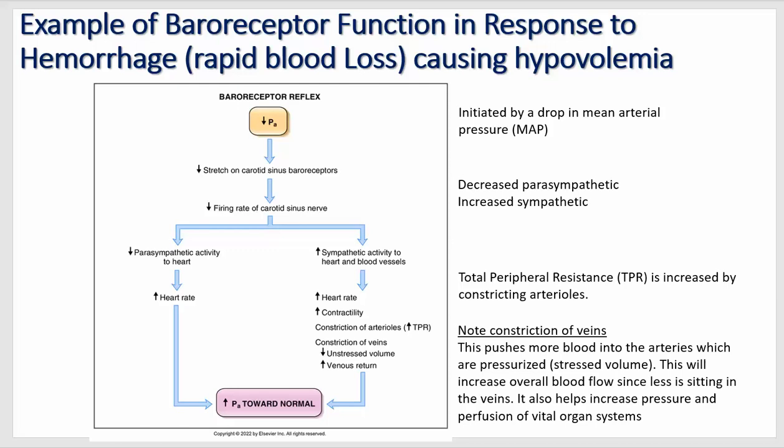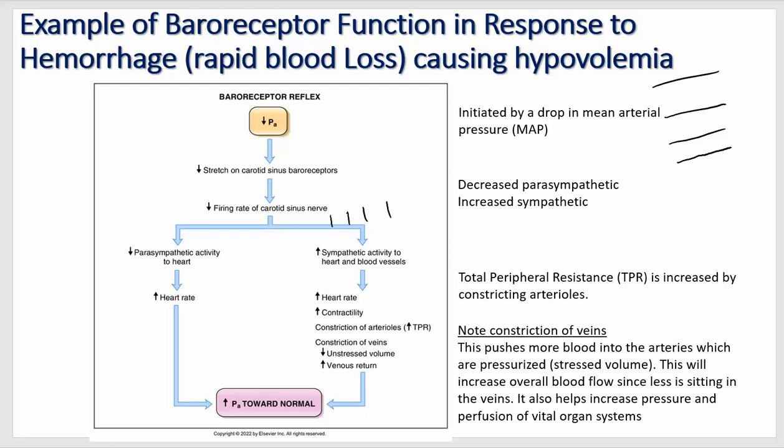So you're going to detect that. If you have less volume, you're going to have less stretch. Okay, so that's going to affect those baroreceptors. They're going to notice that difference in stretch, which means you have lower arterial pressure, because the aorta and the carotid artery are arterial. So decreased stretch, which is going to be that decreased firing rate, so slower action potential rate.